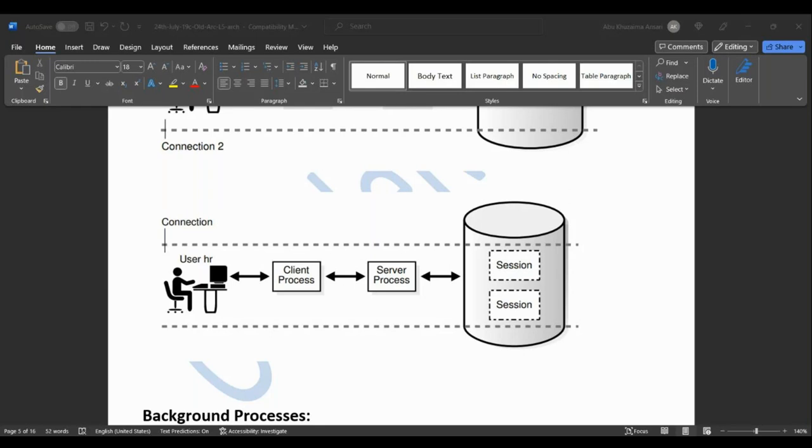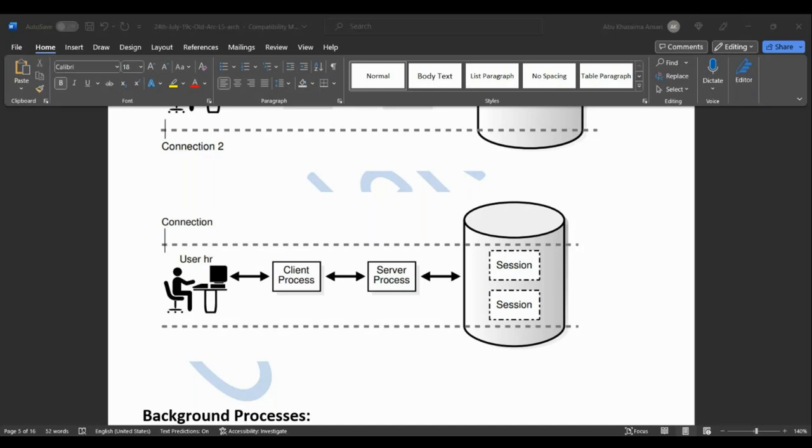Okay, bequeath. I'm typing the spelling. So first, this is the method. Second, Oracle listener is the method. Third is dedicated broker is the method. Okay, so these three methods are used by the database for creation of server process. Now clear, guys? Any doubt?